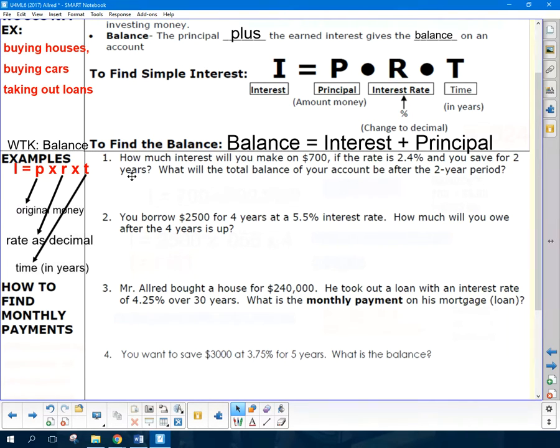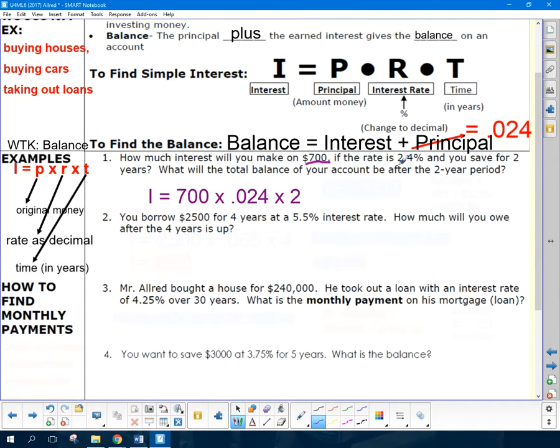Okay? So to find the interest, we're going to take our formula and we're going to take the principal amount, $700. We're going to multiply it by the rate as a decimal. And the way we do that is move the decimal 2 places to the left, just like we did at the very beginning of the unit. So we take the decimal, move it 2 places to the left, 1, 2 times. We put a 0 there as a placeholder right there before the 2.